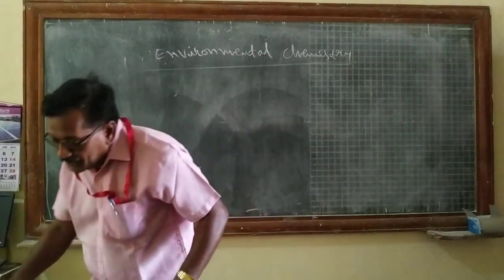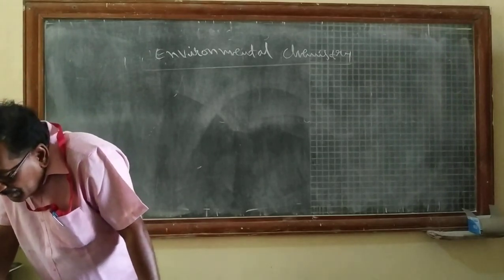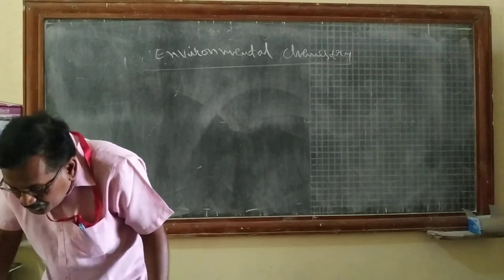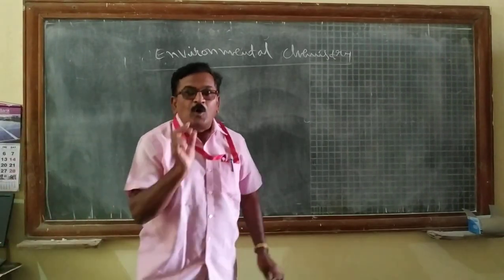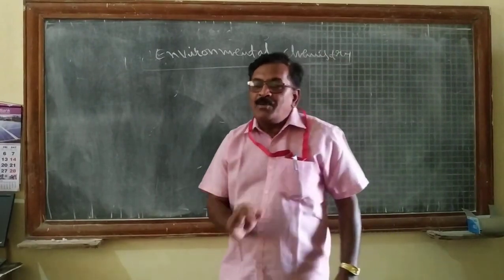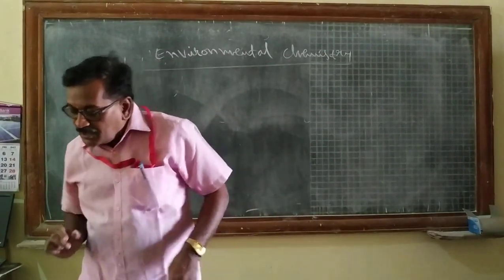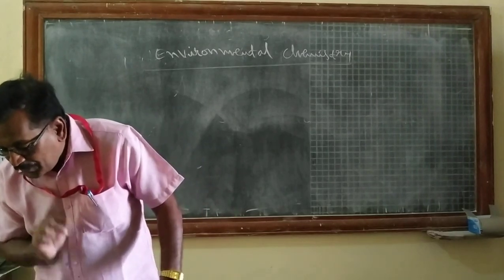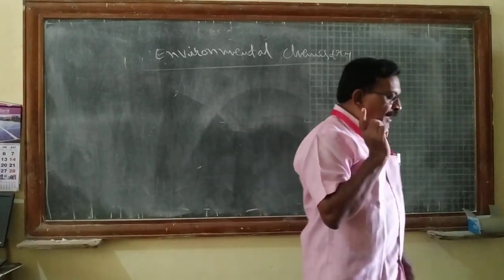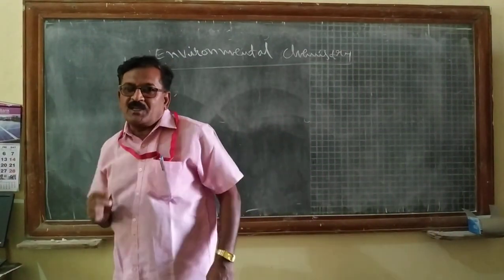The last one is the biosphere. The biosphere includes all living organisms and their interactions with the atmosphere, hydrosphere and lithosphere. All living organisms like human beings, animals, plants, birds, insects interact with the first three, the atmosphere, the hydrosphere and the lithosphere. So that is atmosphere, hydrosphere, lithosphere, and the last one, the biosphere.